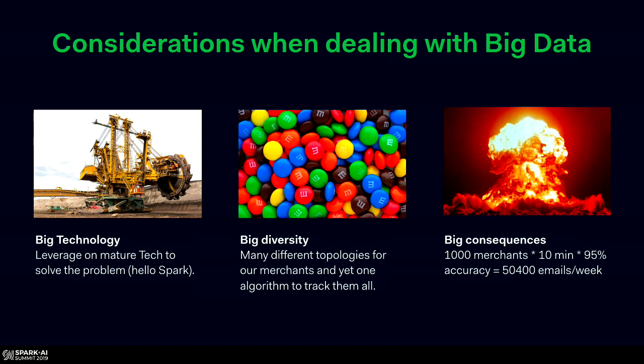Then you have a problem of diversity. We have a lot of merchants. All of them are different, and you still want to have a model or a bunch of models to rule them all. You need to look at a lot of different cases, right?